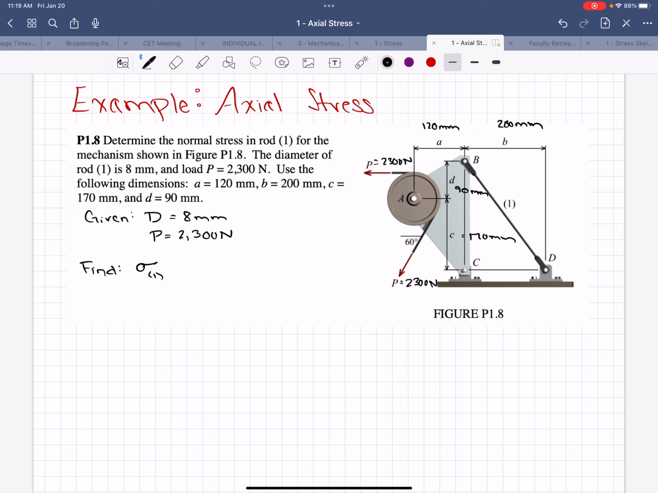So if we look at this whole system, we have 2 pins. We have a pin at C, so we have 2 reactions, a CX and a CY, and we have a pin at D, so we have a DY and a DX. So we have 4 unknowns and only 3 equilibrium equations.